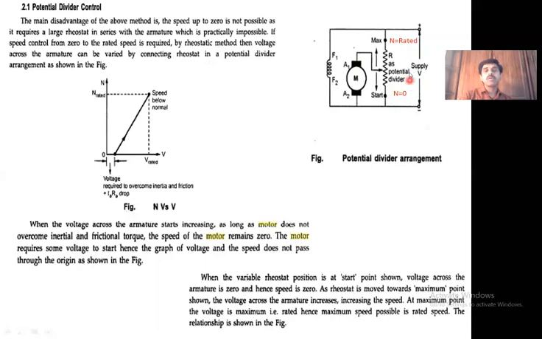So at the maximum point, the voltage is maximum, that is rated. Hence, maximum speed is possible, which is the rated speed. So you can observe, we can get speeds from 0 speed to rated speed.